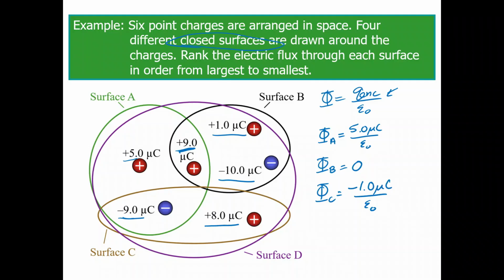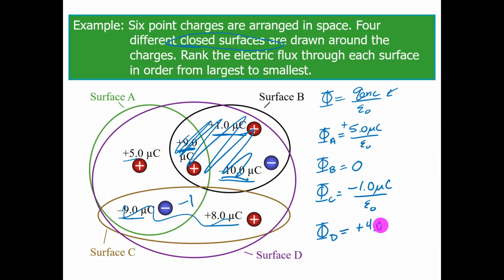And then D is enclosing everything. So if we start at the top, we've got positive 1 and positive 9, which adds up to 10, which cancels out with the negative 10, so that goes away. And then we have a negative 9 and a positive 8, which simplifies down to a negative 1. So we have a positive 5 and a negative 1. That gives us the flux through surface D is going to be a positive 4.0 microcoulombs over E naught.